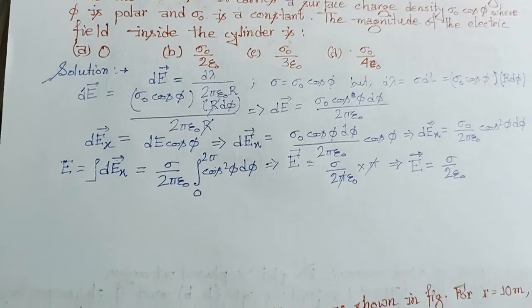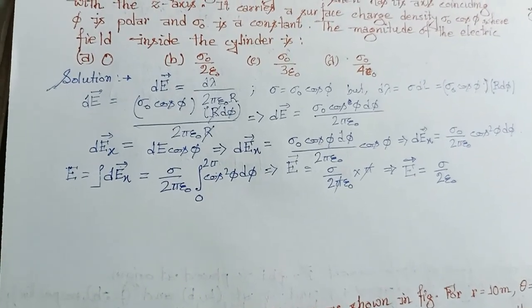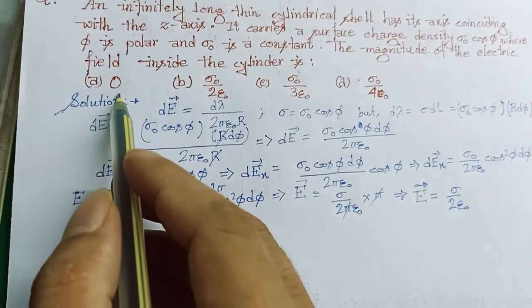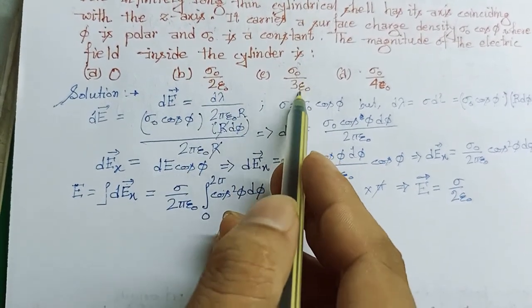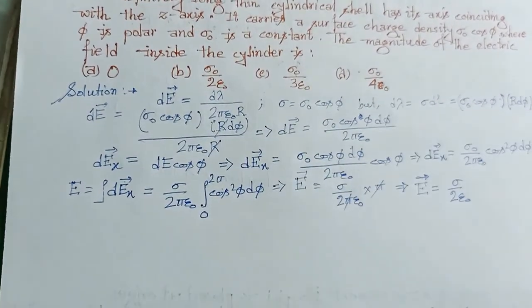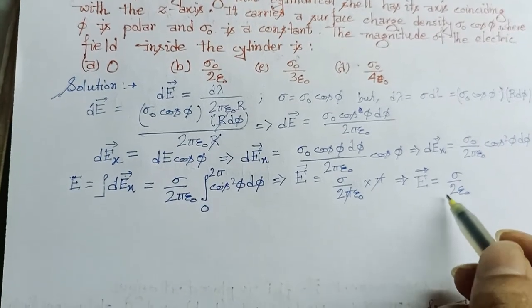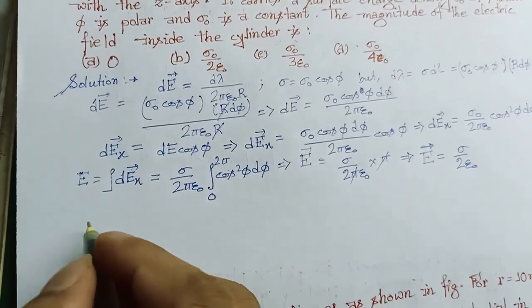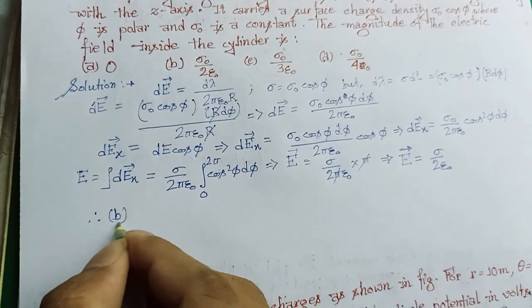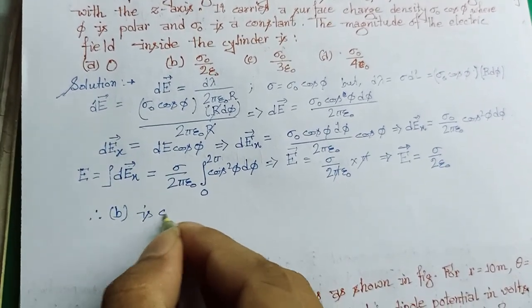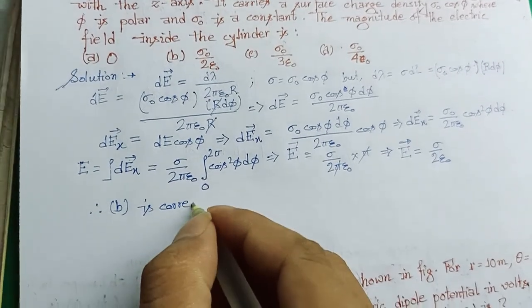Now in our question four options are given. First option A equal to 0, B sigma naught divided by 2 epsilon naught, third option sigma naught divided by 3 epsilon naught, fourth option sigma naught divided by 4 epsilon naught. Our answer is matching with option B, so B is our correct answer.